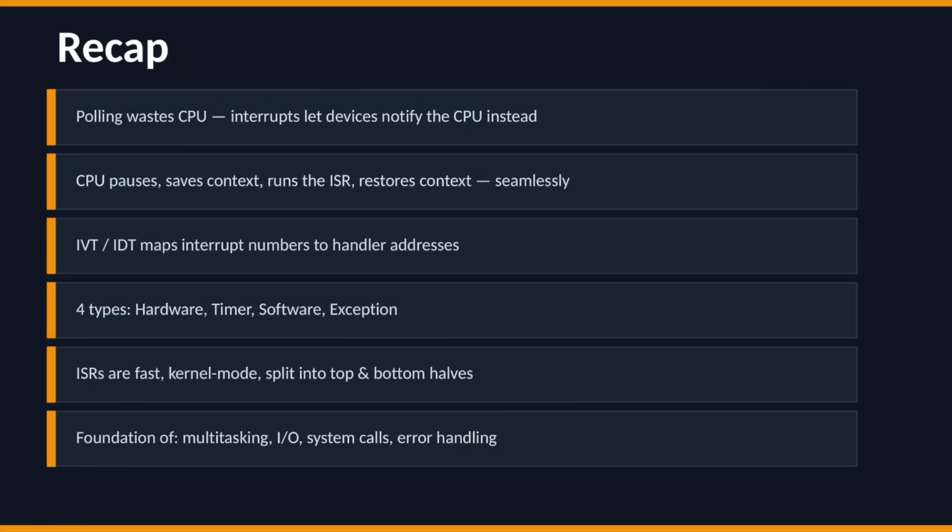Let's recap everything quickly. Polling wastes CPU cycles. Interrupts let devices notify the CPU instead. The CPU pauses, saves its context, runs the ISR, restores context, and resumes. The IVT, interrupt vector table, maps interrupt numbers to handler addresses. There are four types: hardware, timer, software, and exceptions. ISRs are fast kernel mode functions split into top and bottom halves. And interrupts are the foundation of multitasking, IO, system calls, and error handling.